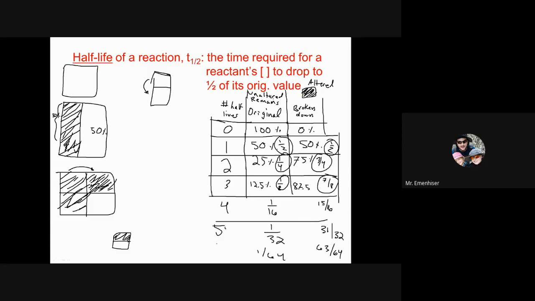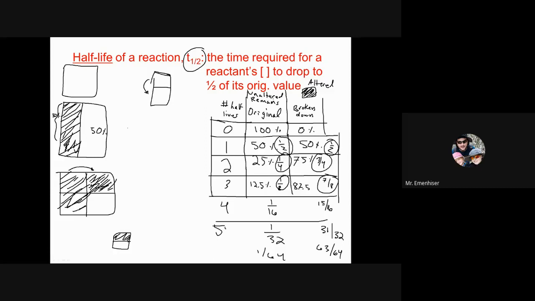All right, and so this is showing us how half-life works. The half-life for a reaction is the time it takes for the reactant's concentration to drop to half of its original value. So how much time does it take to cut the concentration in half? The concentration of the reactants is being used up. The half-life, or T1/2, is the time it takes for the concentration to drop to half of its value.